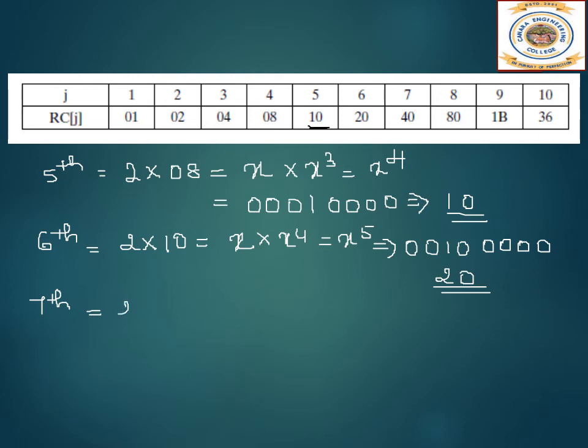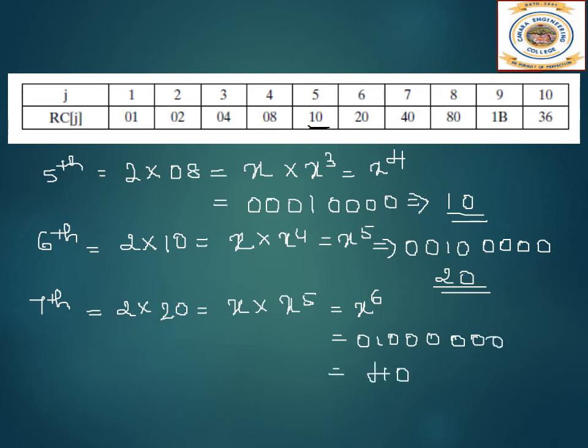So it is again 2 into 20. So 2 is x and 20 is what? 20 is x to the power 5. So we get this as x to the power 6. So how do we represent x to the power 6? It is 0, 1, 0, 0, 0, 0, 0 and 0. So this is what? This is 4 and 0. So we got 40 for the 7th round.